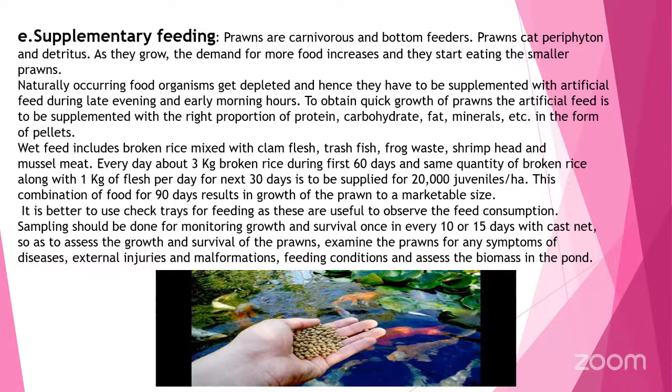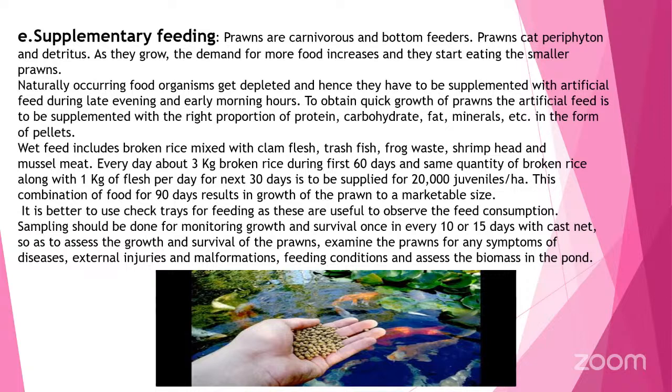Naturally occurring food organisms get depleted and hence they have to be supplemented with artificial feed during late evening and early morning hours. To obtain quick growth of prawns, the artificial feed is to be supplemented with the right proportion of protein, carbohydrate, fat, minerals, etc. in the form of pellets.